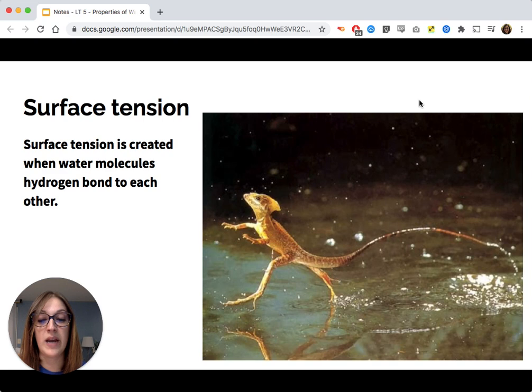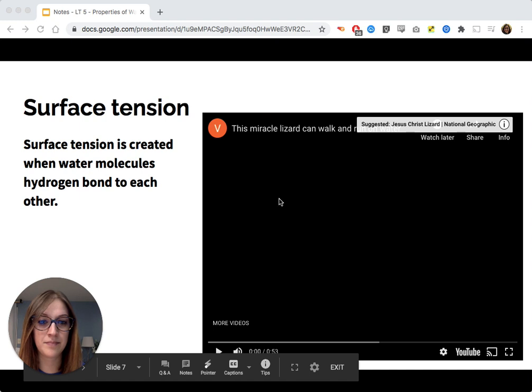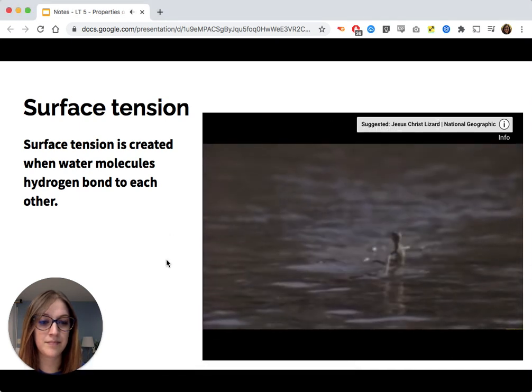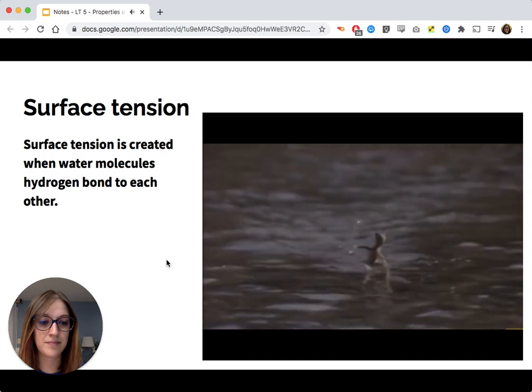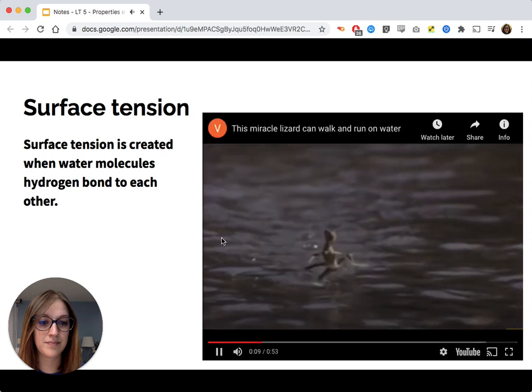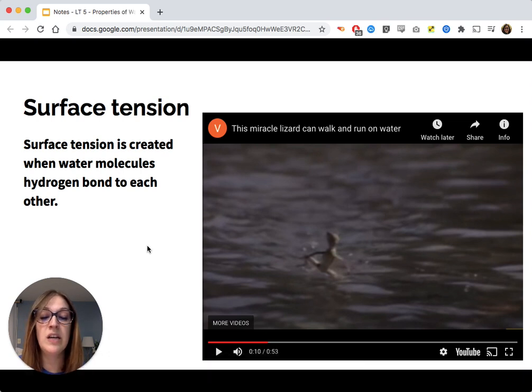Surface tension is created when water molecules hydrogen bond to each other. This allows for some really unique characteristics. Let's take a look at this video of the miracle lizard running on water. So essentially, because of the hydrogen bonding and surface tension and the speed at which the lizard runs, it is allowed to stay on the surface of the water.